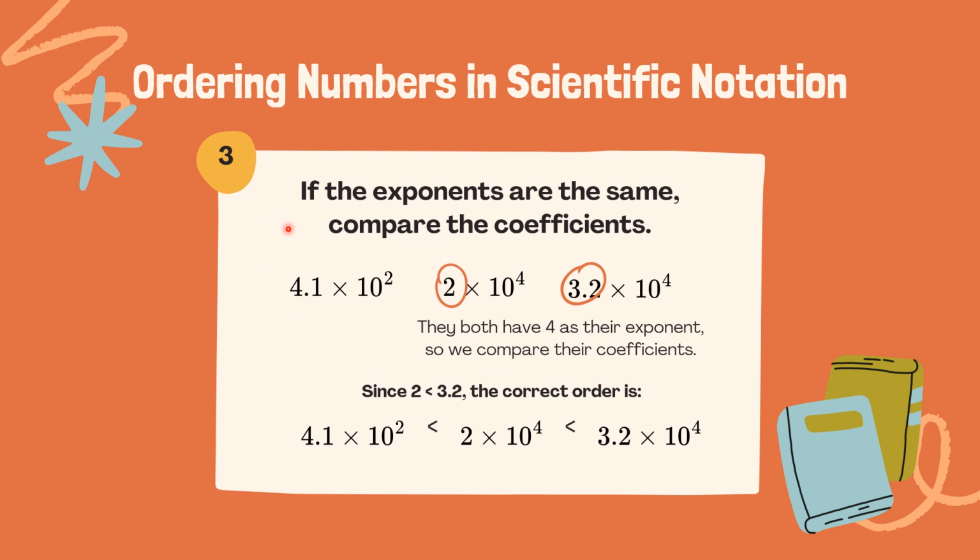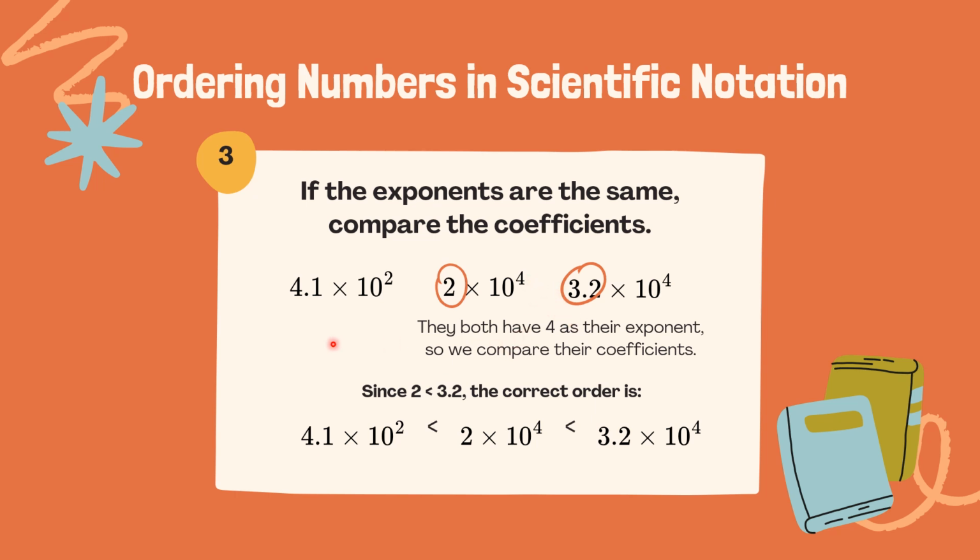So we were comparing numbers in scientific notation, and we had already talked about if their exponents are different, the number with the smaller exponent is the smaller number. But if the exponents are the same, like we have 2 times 10 to the fourth and 3.2 times 10 to the fourth, both have 4 as their exponent, then you compare the coefficients. Well, which coefficient is bigger? 2 is less than 3.2, so 3.2 times 10 to the fourth is bigger.